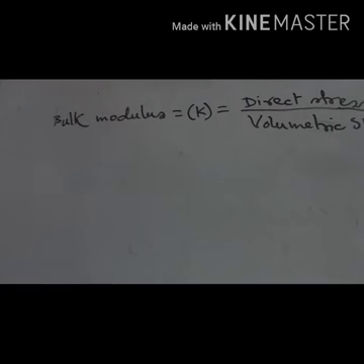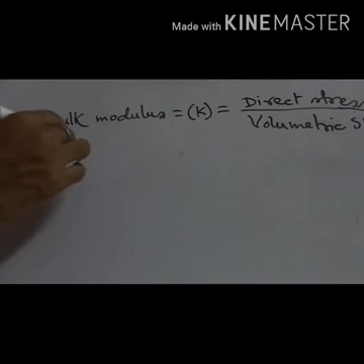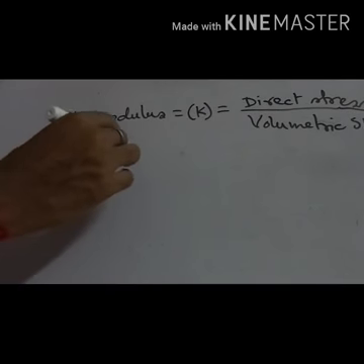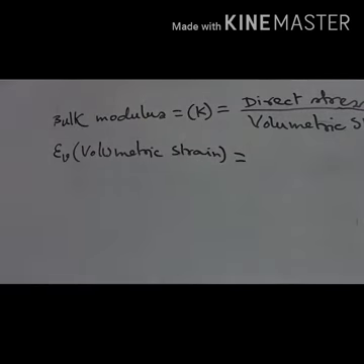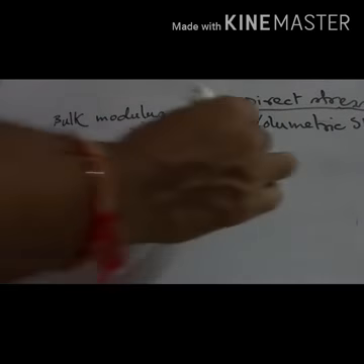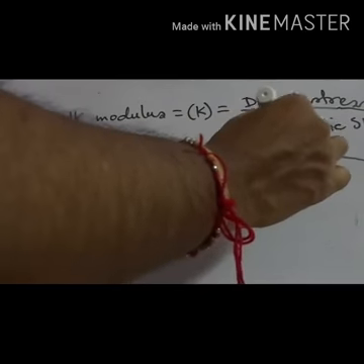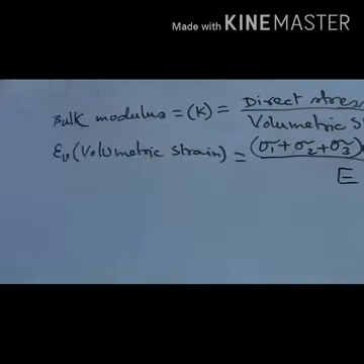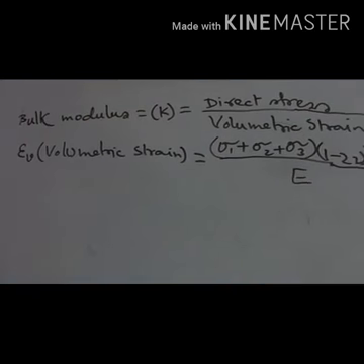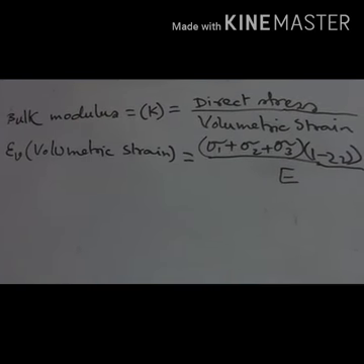Actually, volumetric strain, we know the formula. Volumetric strain epsilon V is equal to sigma 1 plus sigma 2 plus sigma 3, divided by E, into 1 minus 2 nu. That is the formula of volumetric strain, epsilon V.